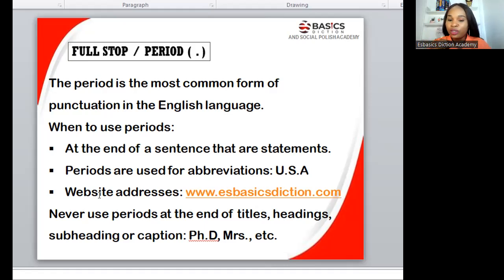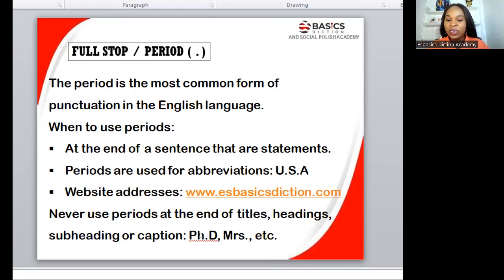Full stops are used for website addresses. Look at this, www.sbasicsdiction.com. You separate each of these elements using a full stop. Never use periods at the end of titles, headings, subheadings, or captions.